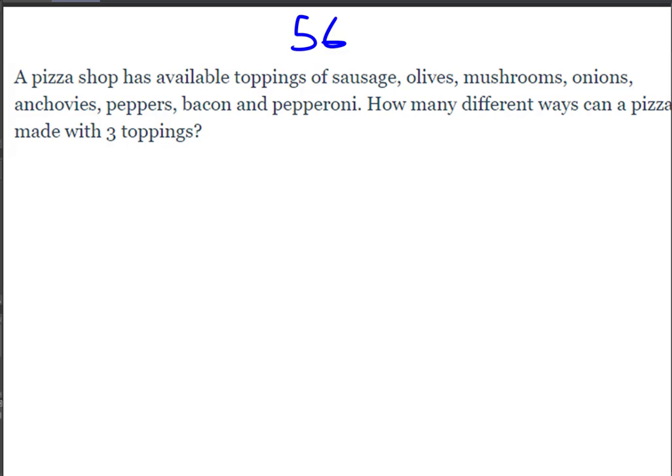A pizza shop has available toppings of sausage, olives, mushrooms, onions. That is a lot of different toppings, but not nearly enough still. 1, 2, 3, 4, 5, 6, 7, 8 toppings? Dude, cool. So there are a total of 8 possible toppings that you can draw from, right? That's your pool that you can draw from. How many different ways can a pizza be made with 3 toppings?